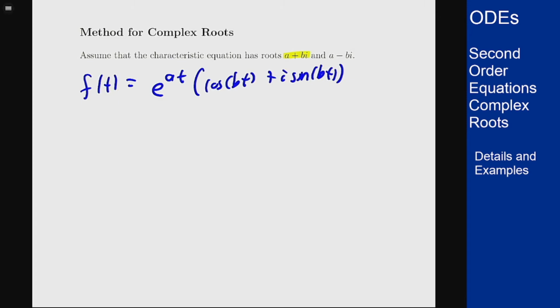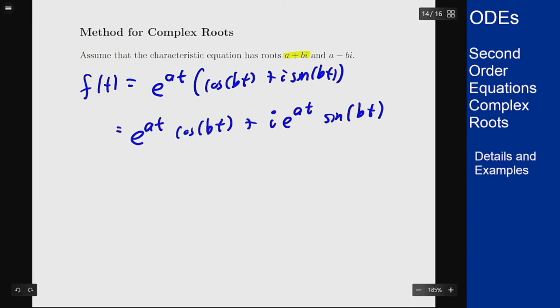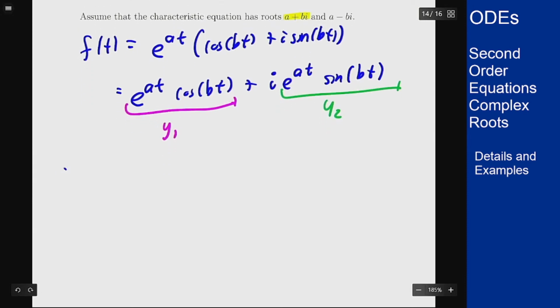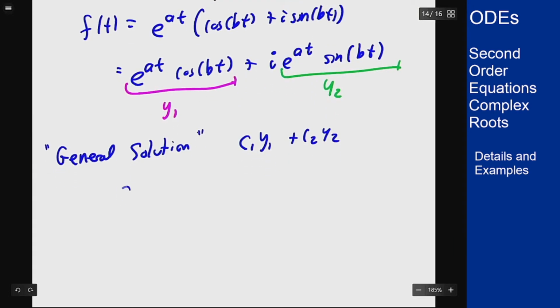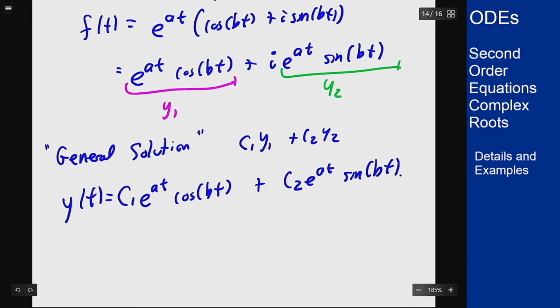But now I can distribute the e to the at, and I'm going to take these two here to be my different solutions. So this will be y1, this will be y2. I will write a general solution, which I will put in quotes for now because I have not verified that yet, as c1 y1 plus c2 y2, or c1 e to the at cosine of bt plus c2 e to the at sine of bt. That's my y of t. And then I can solve to meet initial conditions with c1 and c2.